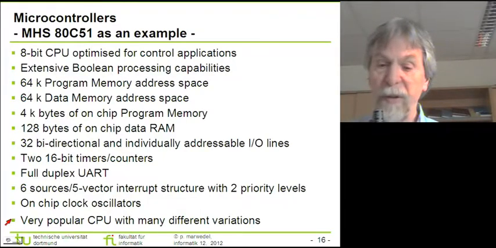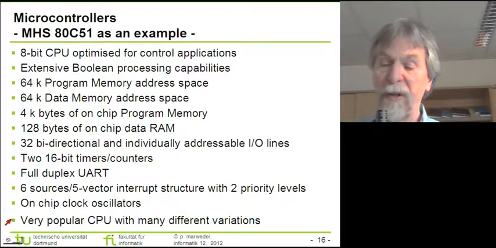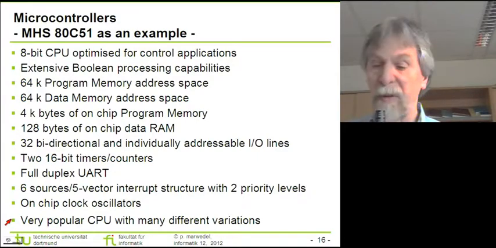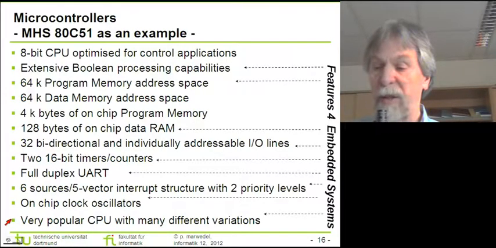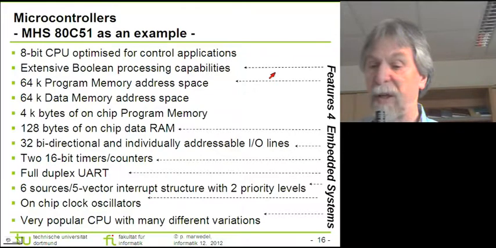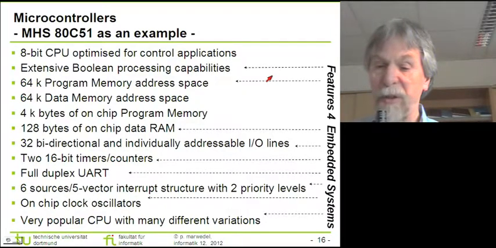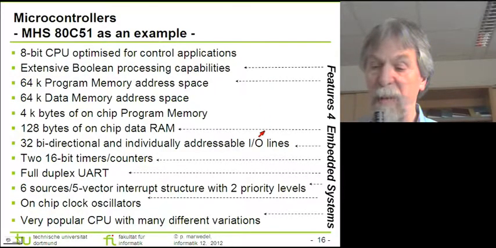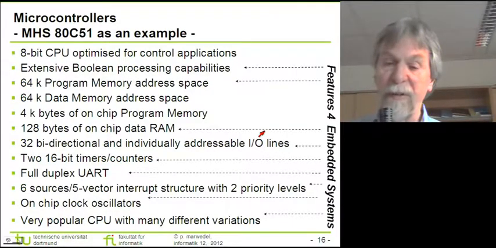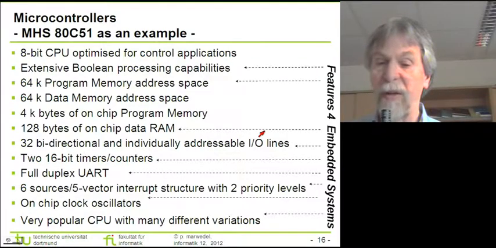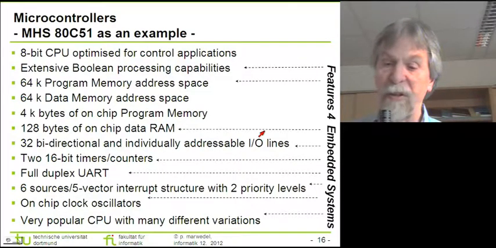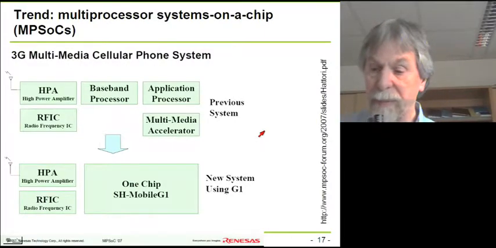Now, these different features include those that are really characteristic for embedded and cyber physical systems. You see all these Boolean capabilities there. You see the built-in memory address space. You see the fact that some RAM is included, etc. So that means that this architecture is really optimized for providing low-cost computations in embedded systems.